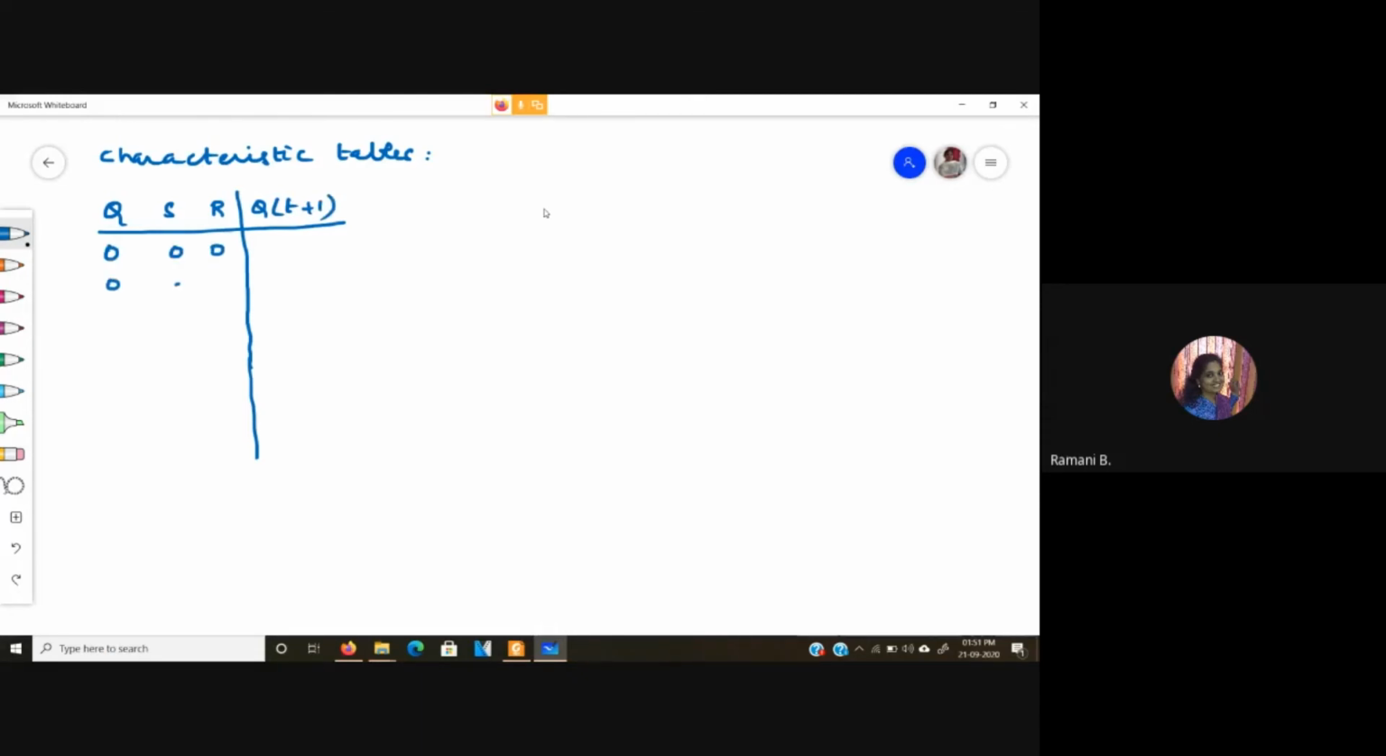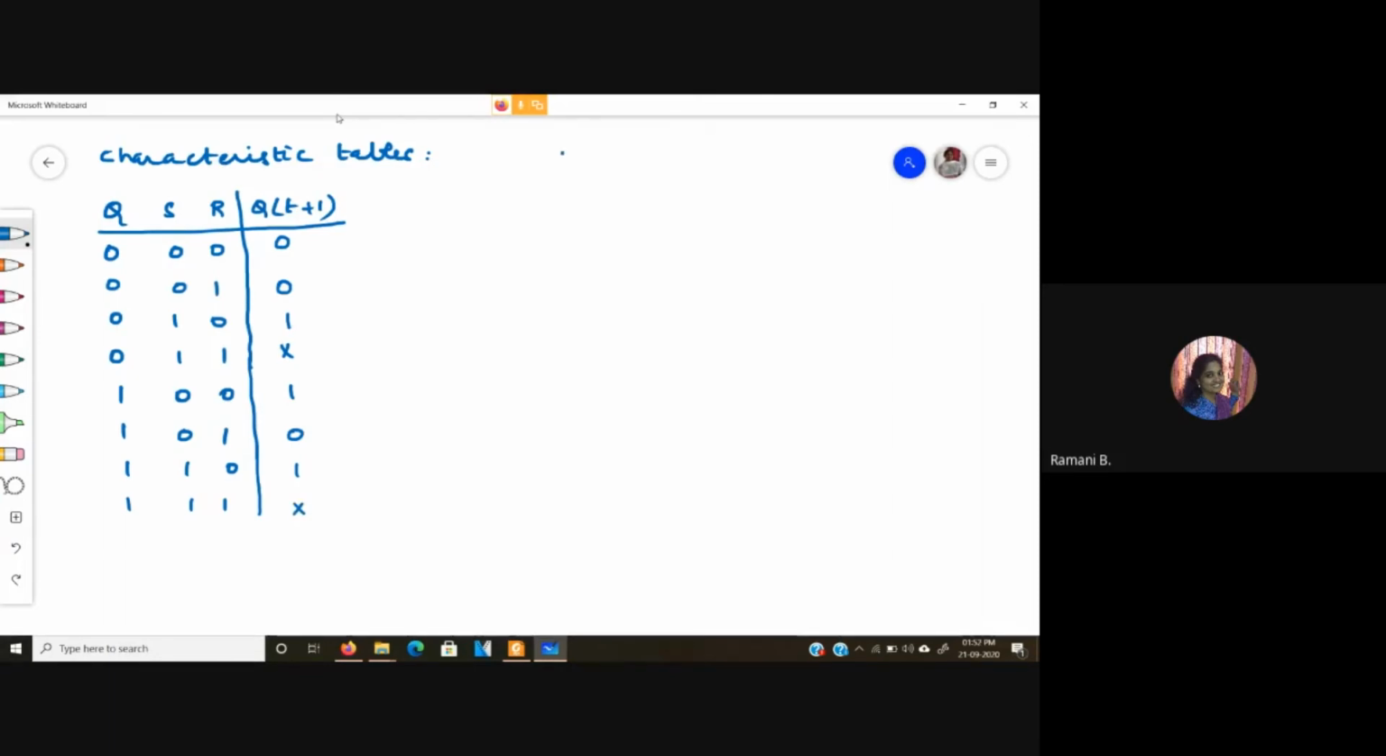I write all the conditions, that is, all the possible combinations of inputs to the table. And for the next state, we know for S and R equal to 0, Q of T plus 1 is equal to Q as such, whatever the value of Q you have. Then for S equal to 0 and R equal to 1, it is the reset condition, so this is 0. For S equal to 1 and R equal to 0, it is the set condition. And for S equal to 1 and R equal to 1, this is our forbidden condition.